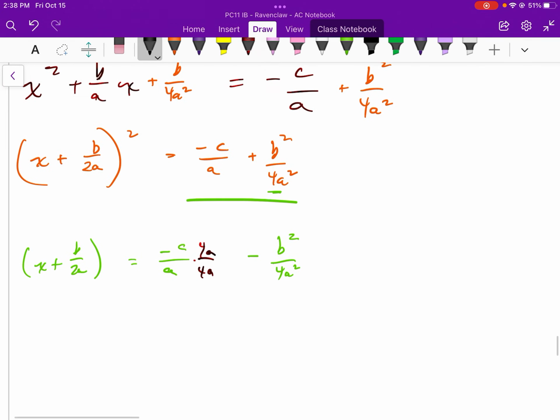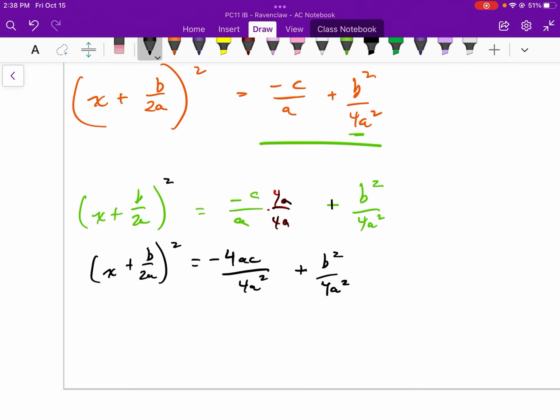And if I just simply multiply out what I got going so far, the left-hand side stays the same, but the right-hand side, I could write this as negative 4ac over 4a squared. Sorry, this was a plus b squared over 4a squared. And this is really starting to shape up. So I'm just going to take one more move, and I'm going to write this as x plus b over 2a, squared, is equal to b squared minus 4ac over 4a squared.